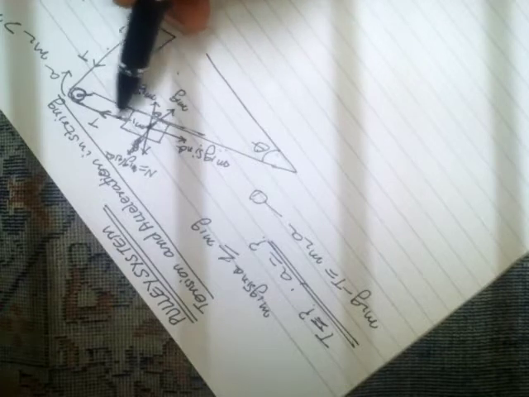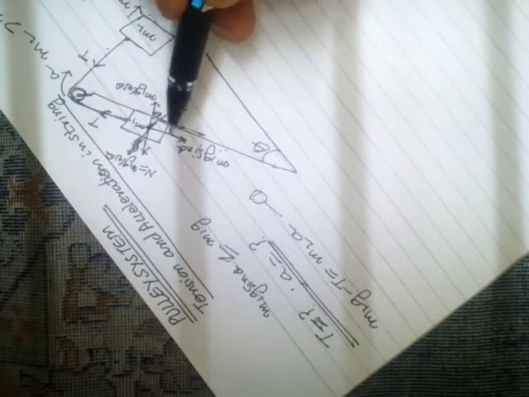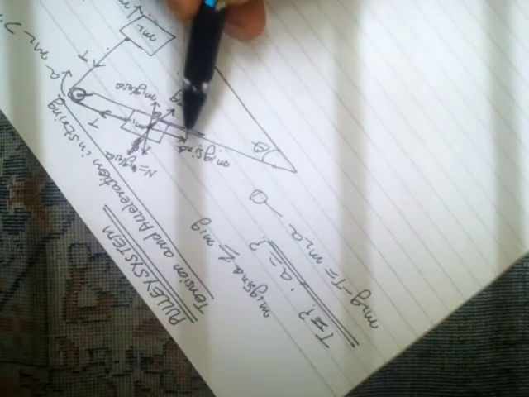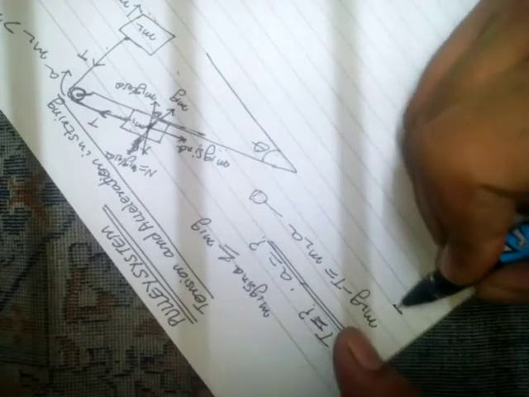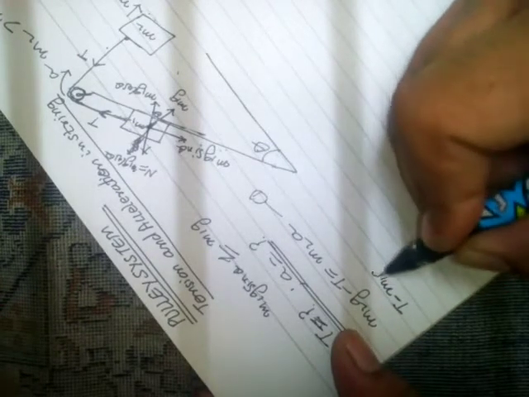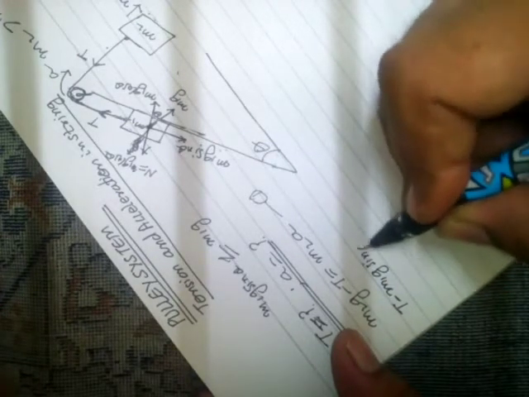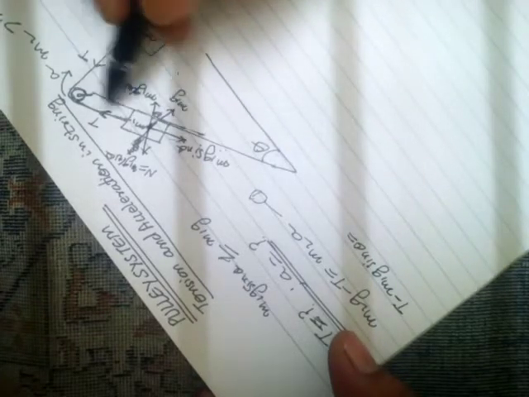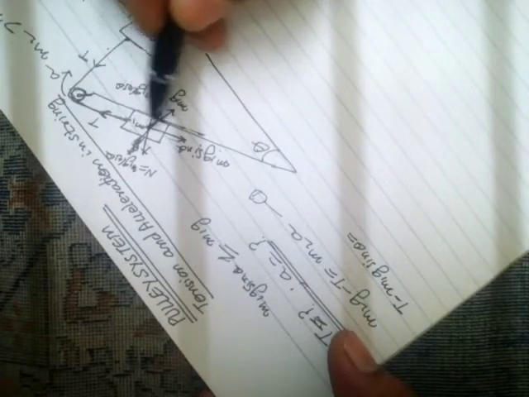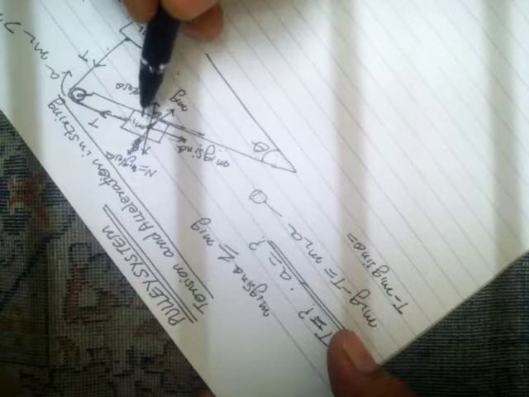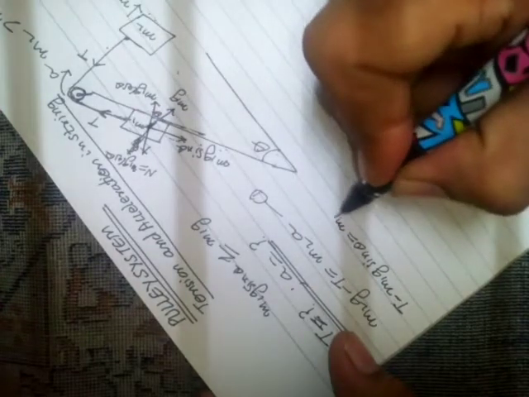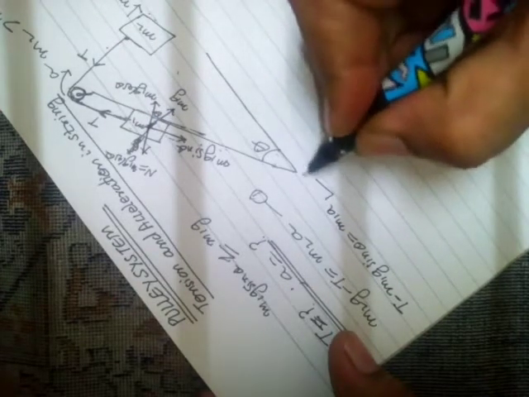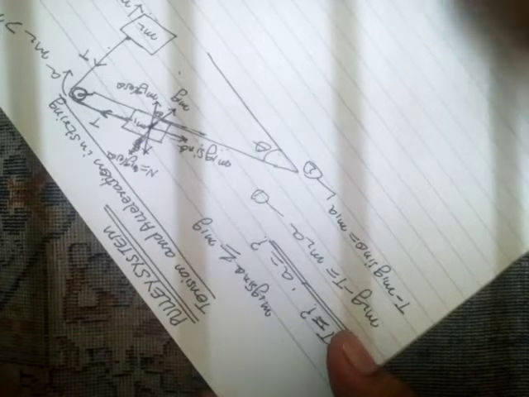Now come to this portion. This is being pulled upward. It means tension is more as compared to m1g sin theta. It means T minus m1g sin theta is equal to acceleration to this object. This object is having mass m1 and this is equal to m1a. This is equation 2. Simple.